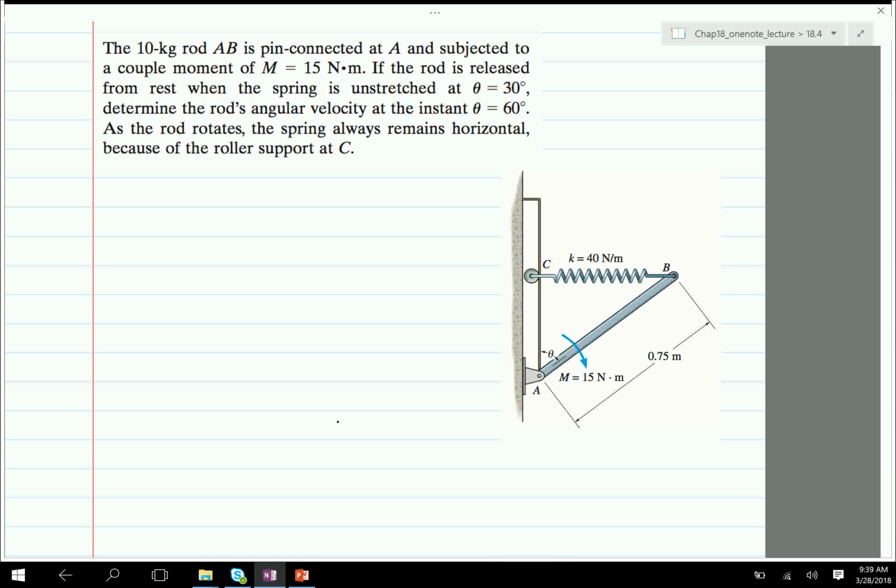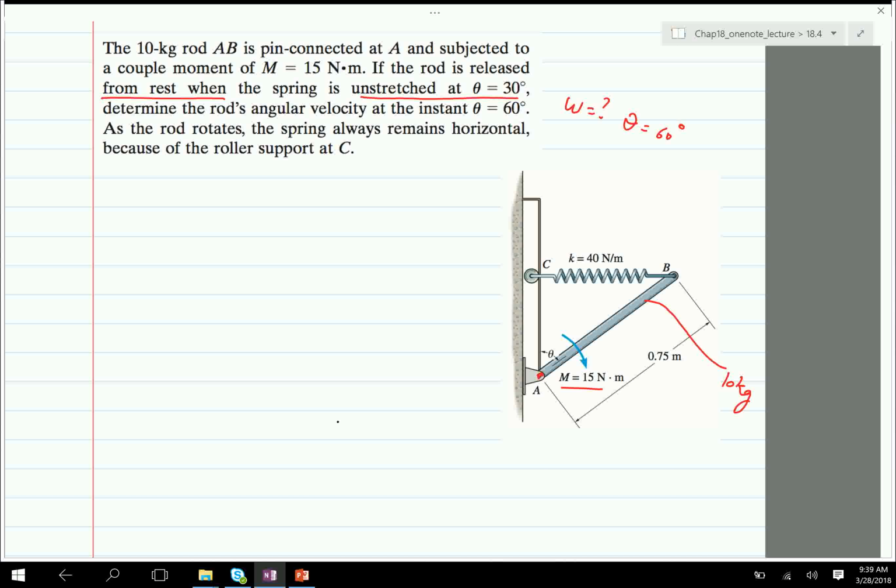So the 10 kg rod AB is pin connected at A and subjected to a couple moment M, 50 Newton meters. If the rod is released from rest when the spring is unstretched at theta is 30 degrees, determine the rod's angular velocity when theta is 60 degrees. As the rod rotates, the spring always remains horizontal because of the roller support at C. So it starts off at 30 degrees, and clearly it goes down because of gravity, not shown here.